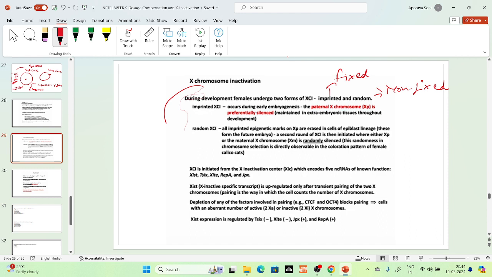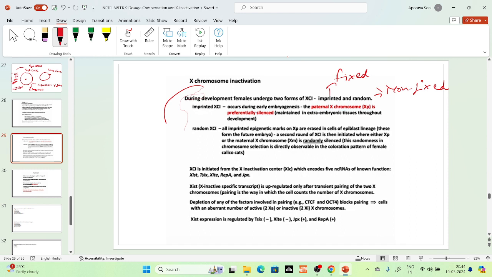And this X chromosome inactivation takes place from the X chromosome inactivation center, which encodes five non-coding RNAs: Xist, Tsix, Xite, Jpx, and Ftx. So that is what I was telling you, that Xist is the hero and these are the side characters. But for the complete inactivation, all of them are needed.